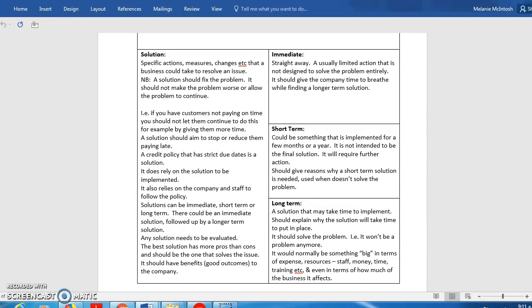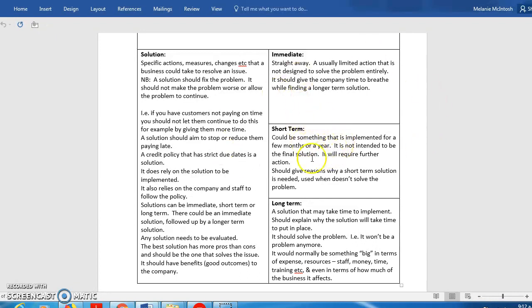They shouldn't make the situation continue. So you can have a wee look there, but I'll just draw your eye to something that is usually at least one question, and you're usually asked to give an immediate solution or a short-term solution, and then you have to give a long-term solution.